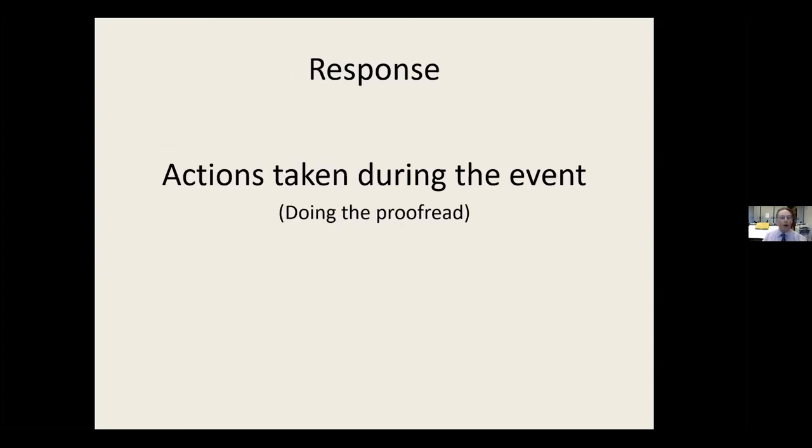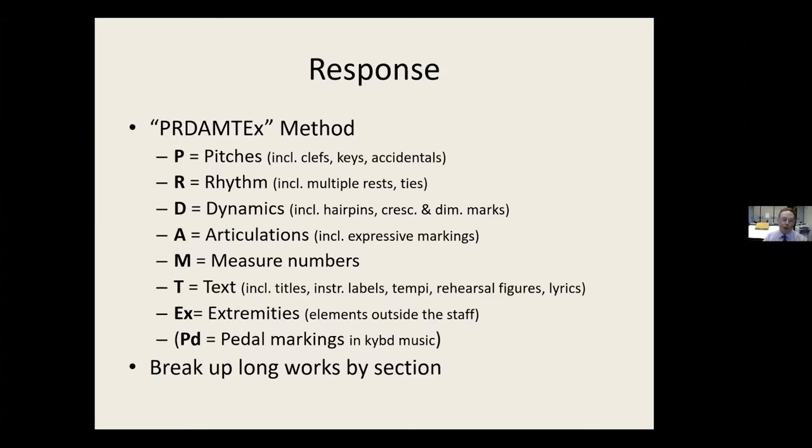So the response phase for me, doing the proofread, I found the most accurate way to proofread is to compare score and part, looking for just one element at a time. And I know G. Schirmer, AMP, writes this method into their style manual. And apparently they find it useful for proofreading as well.